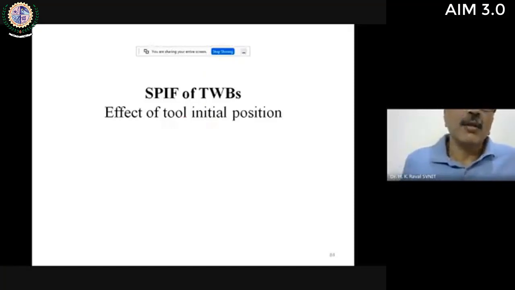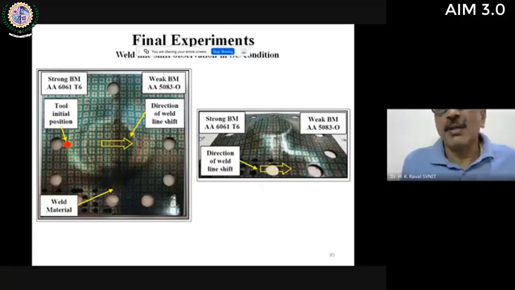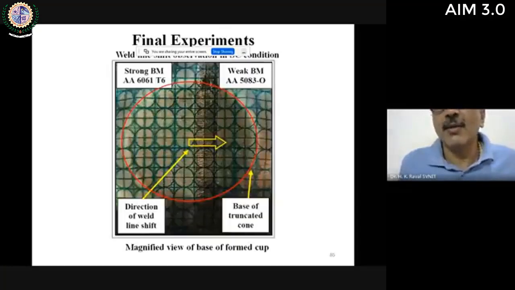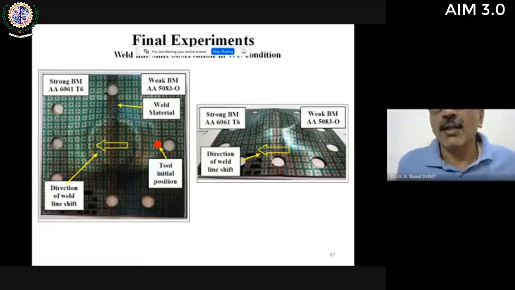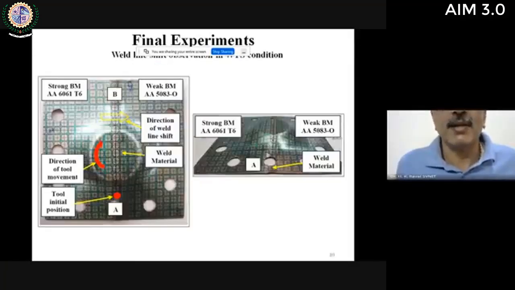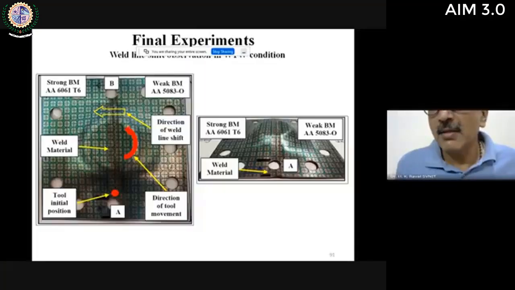Tool starting position we have already discussed. These are a few results obtained experimentally. I am just showing the experimental results as only a glimpse. The earlier results were the simulation findings. These are based on experimentation, and you can see there is a weld line shift. There is always a tool motion which is either favoring or opposing the weld line shift. These are a few pictures, just for your understanding and for correlating your experimental findings with the simulation findings. You can see here, these are a few experimental results.